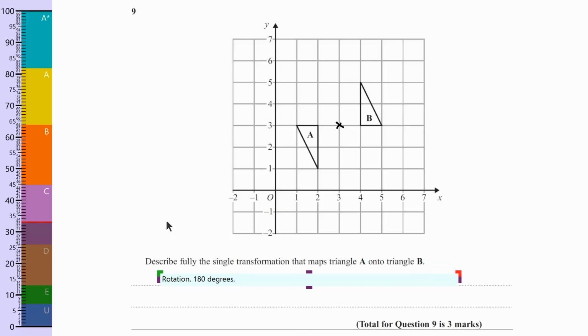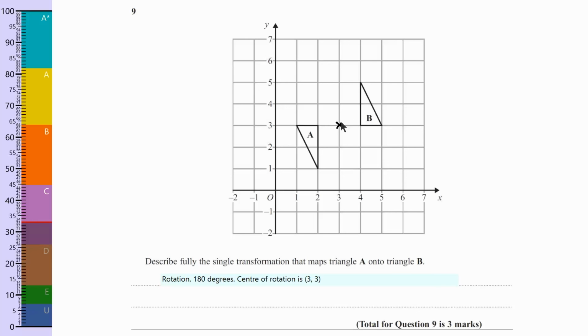The last thing I need to do is say where the center of rotation is, and then put the coordinates down. It's not good enough just drawing it onto the graph, you need to write down the coordinates, and the coordinates are 3, 3.